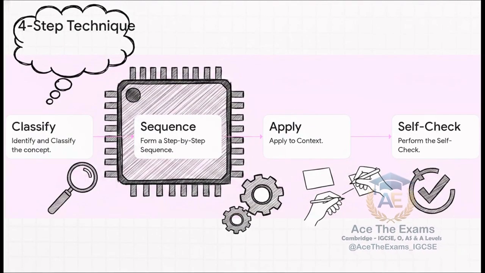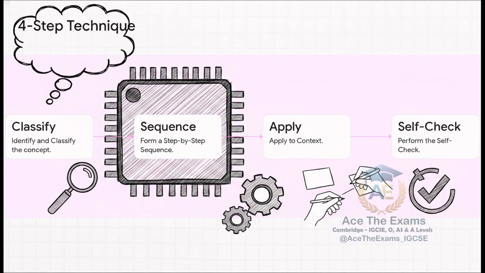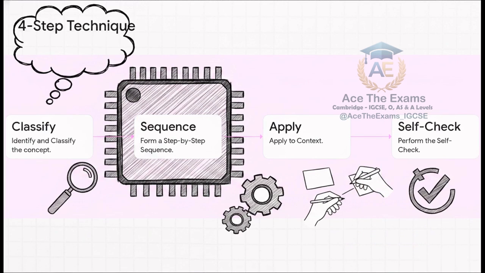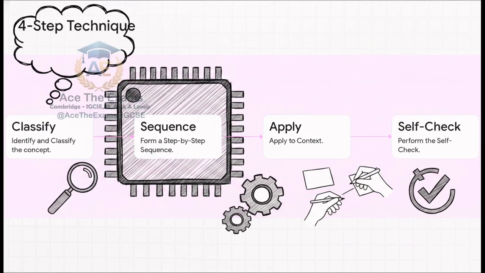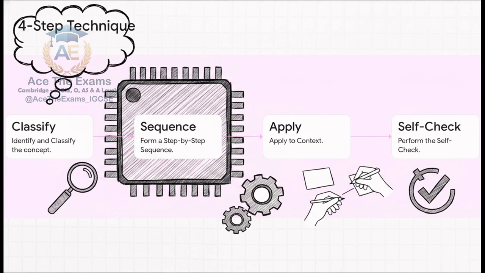So, the real game changer when you're facing a complex CPU question is to use this four-step sequence. 1. Identify the exact concept. 2. Explain the process in a logical, step-by-step sequence. You want to avoid jumping forward or backward. Trust me, examiners hate it when you explain the end of a process before the beginning. 3. Apply it to the context. And 4. Run that self-check.